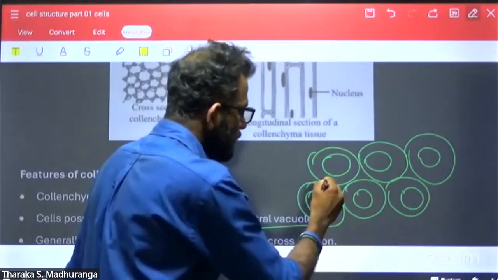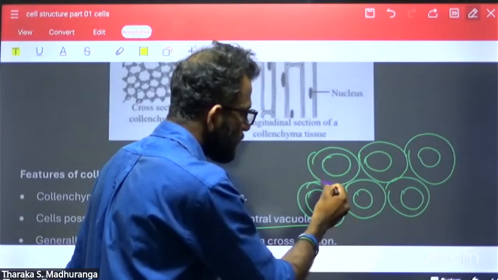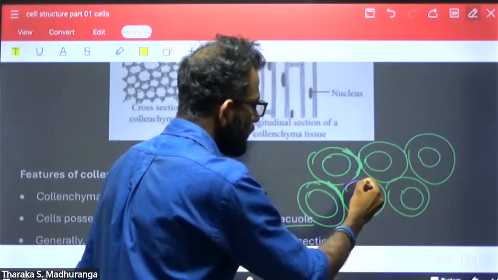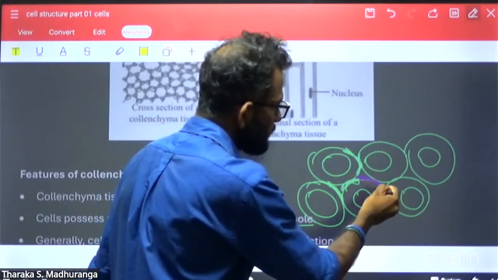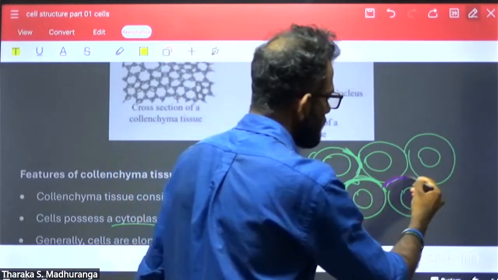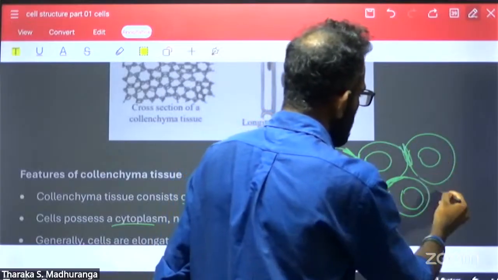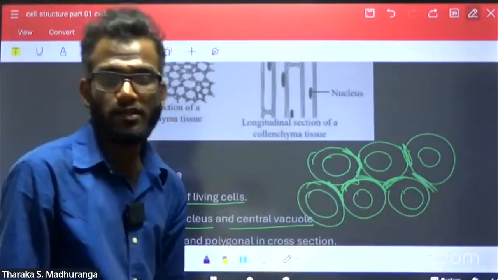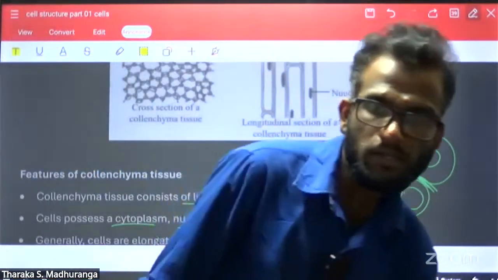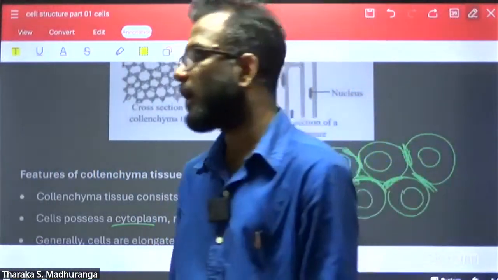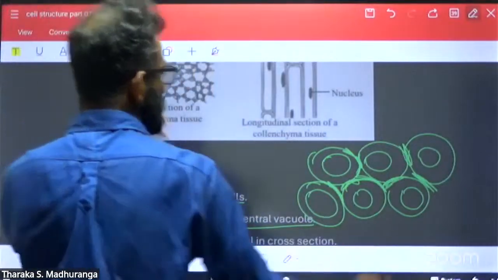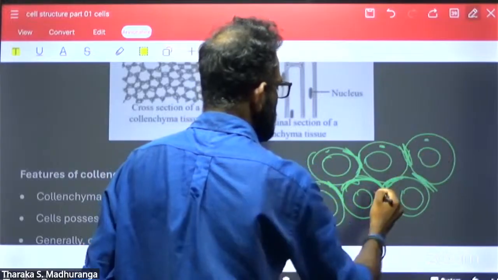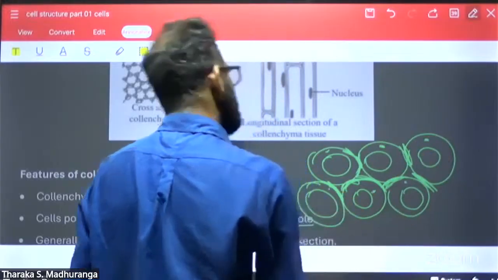Now the corners are thickened. Therefore, sometimes there are no spaces, but sometimes spaces can be present. All are living cells. The color is dark green, and each one still has a nucleus and is a living cell.